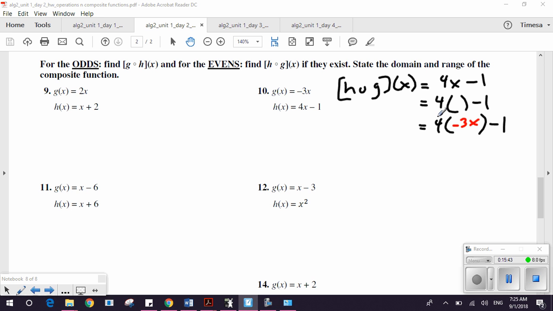So we're going to distribute 4 into that parentheses. So 4 times negative 3x is a negative 12x. And then bring down the minus 1. I can't combine negative 12x with minus 1, so I'm now done.